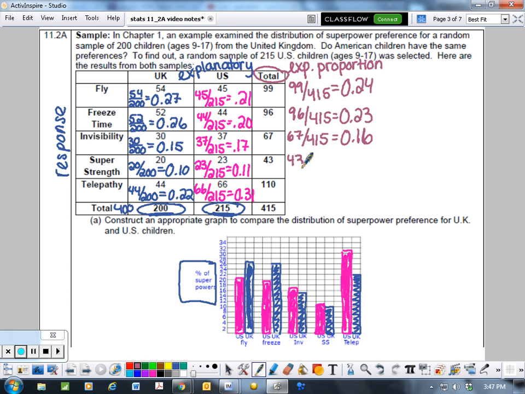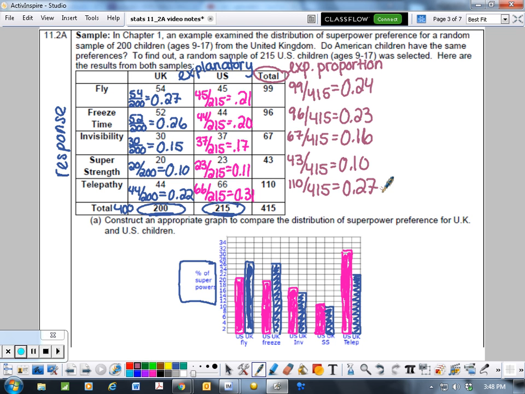So 43 divided by 415, which is 0.10. And then 110 divided by 415, which is about 0.27.